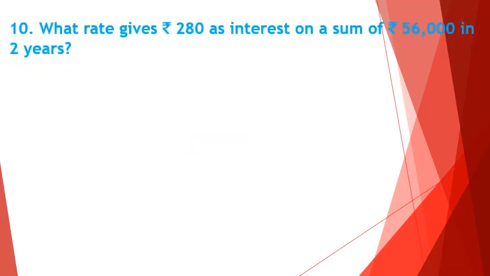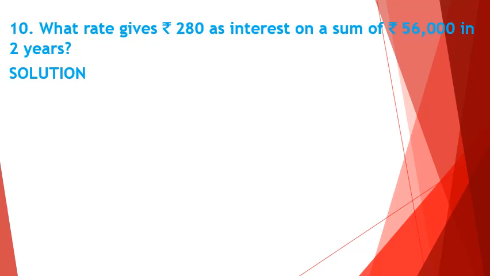Next, question number 10. What rate gives rupees 280 as interest on a sum of rupees 56,000 in 2 years? What do we have to find out here? We have to find rate of interest. So what is the first step? How to solve this sum? Our first step is what is given in the question, we have to write it. What rate means we have to find the rate of interest.